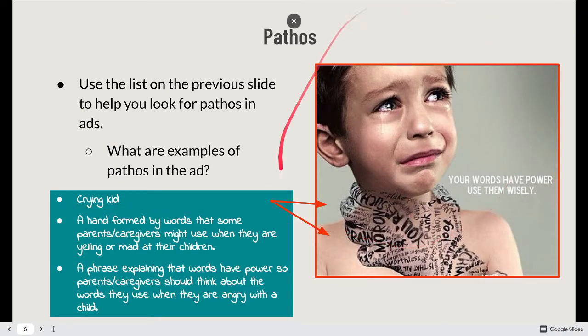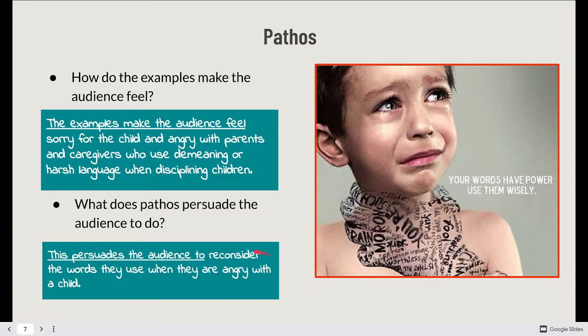That's at the top because that really took my attention immediately. We also see the hand formed by words that some parents or caregivers might use when they're yelling or mad at their children. We might also see a phrase explaining that words have power, so parents and caregivers should think about the words they use when they are angry with a child, right? And we can imagine the audience to this is adults, maybe adults with children. The whole point of this ad is to get them thinking.